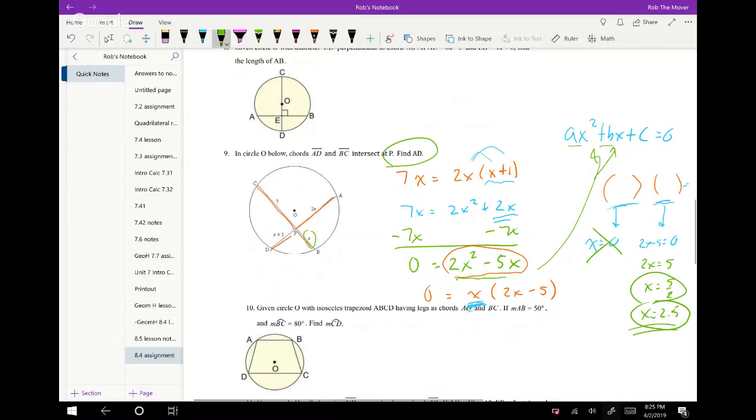But we want to find AD, which is right here, which is x plus 1. So that's going to be 3.5 added to 2x, which is going to be 2 times 2.5, which is 5. So my answer is 8.5. And there were no units here, so we'll just keep it as 8.5 units.